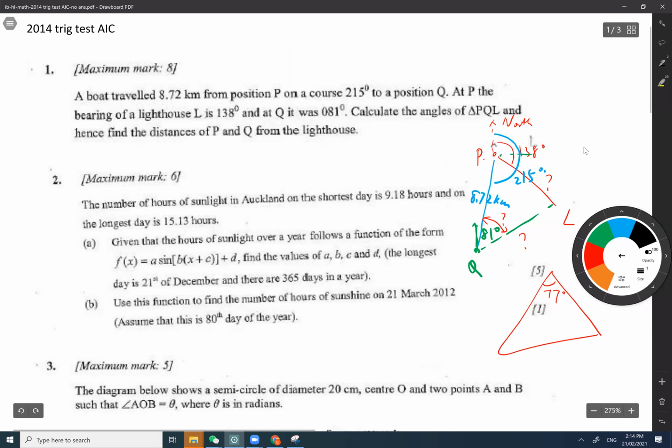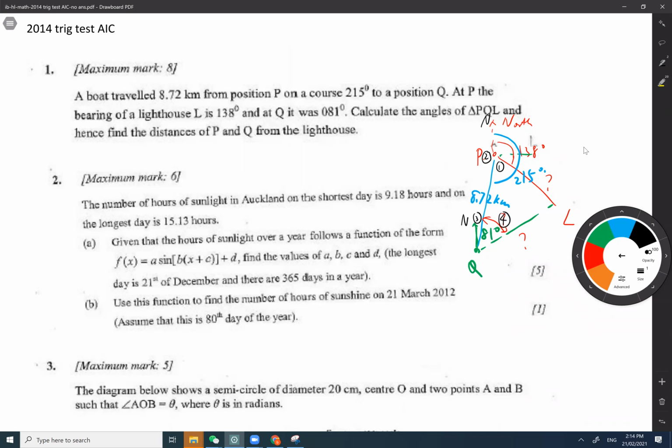The first step, you need to calculate this one. Second step, calculate this side. The third step, calculate this one. Number 4 here. Oh, is it because they're parallel lines? Yes, they're parallel.